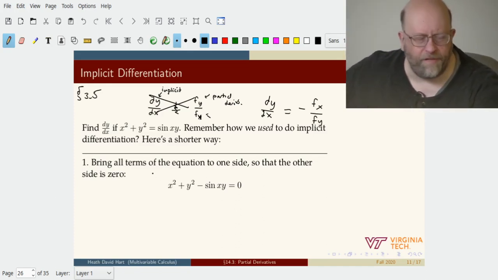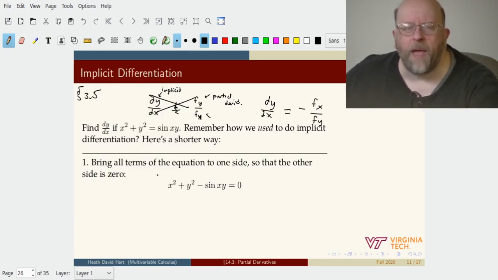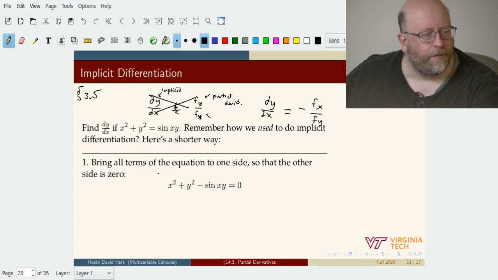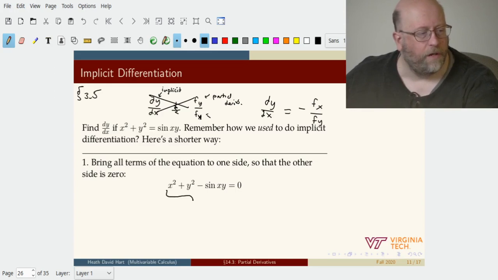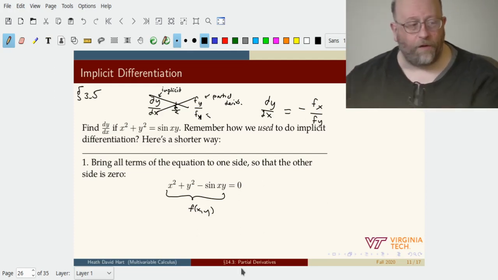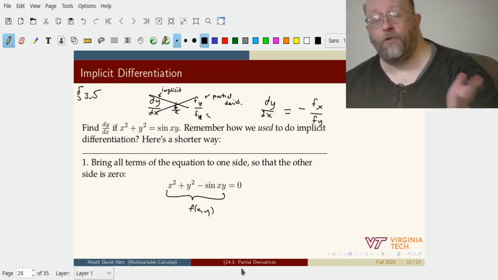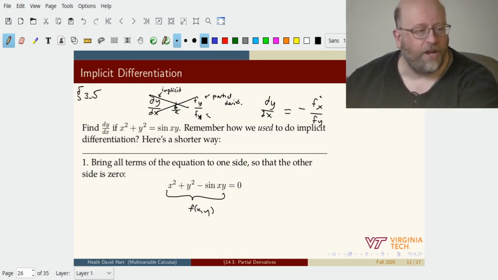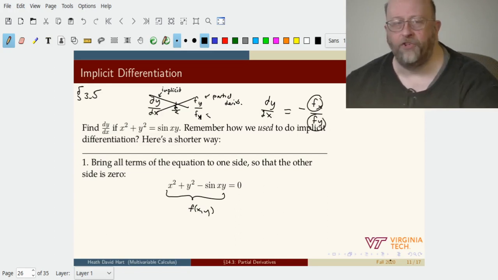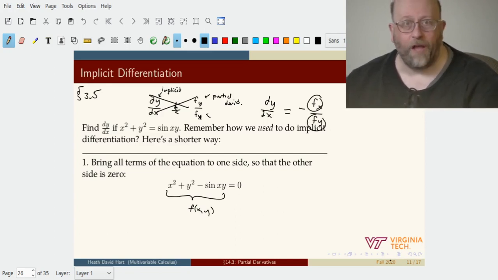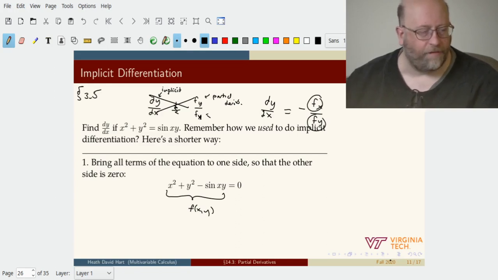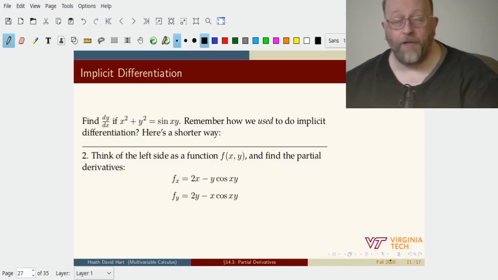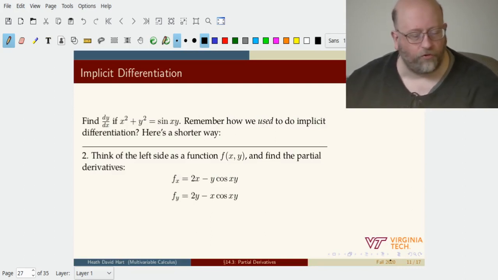Okay, let's see how easy this is to do. It'll amaze you if you remember implicit differentiation. The first thing we're going to do is group everything together so we just have one function, and the other side is equal to 0. It doesn't matter which side is equal to 0. If you put everything on the right side, there will be a sign change up here, and a sign change down here, and the sign changes cancel each other out. So it doesn't matter. Put everything on one side, make the other side 0. Think of that left side as a function and find the two partial derivatives.